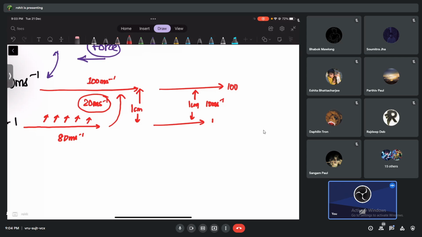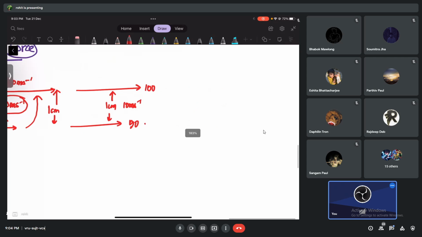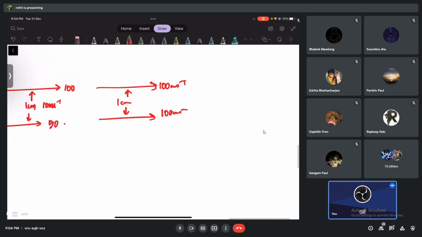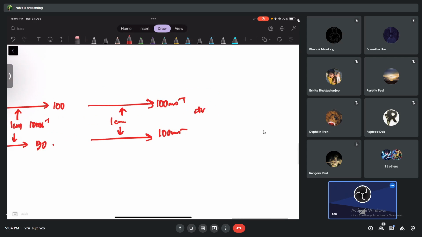This is 100, by the way, this is 90. Imagine, I have two layers like that. He's also moving with 100 meters per second, and also with 100 meters per second after 1 centimeter. Who can tell me what's the velocity gradient in this case? 0. 0 meters per second after every 1 centimeter. That means after going up or down 1 centimeter, still there is no change of velocity.